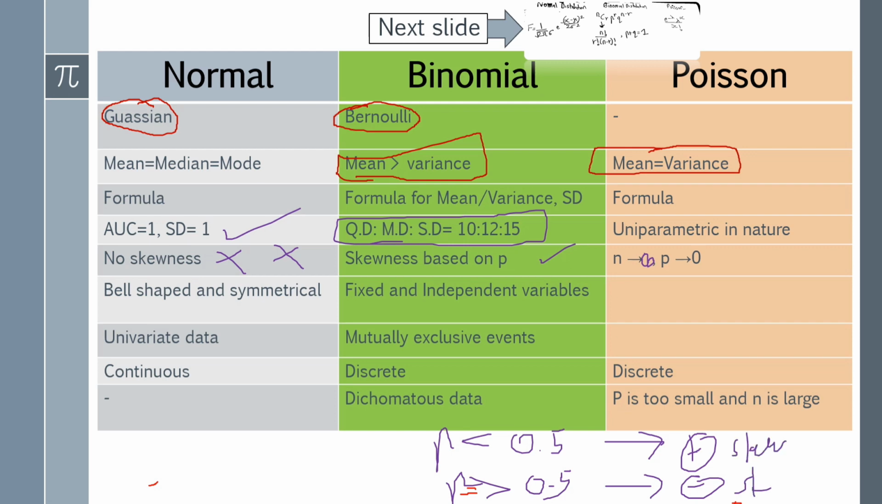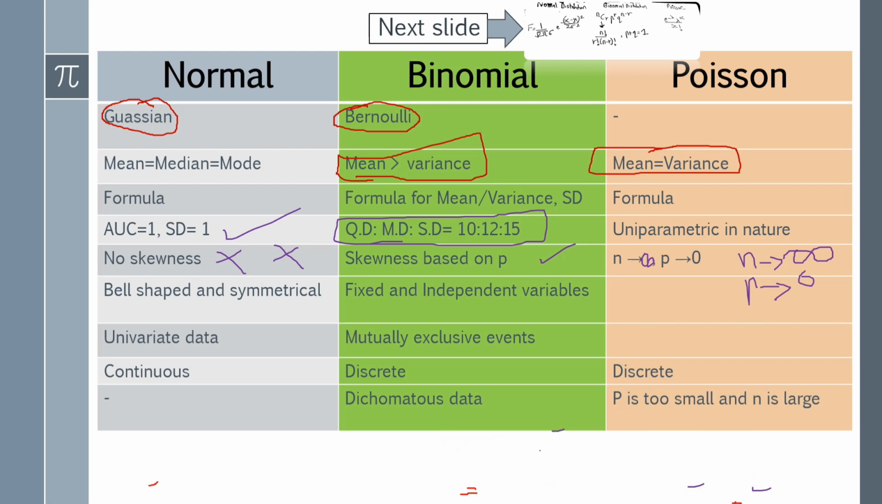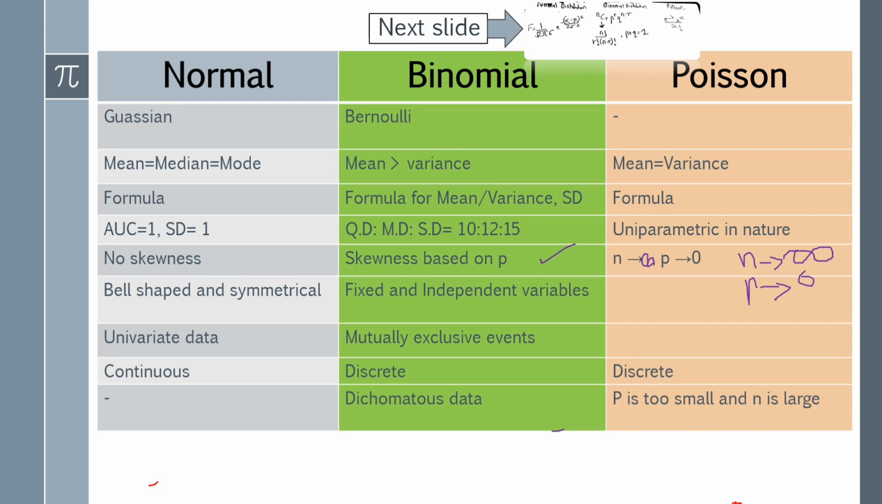And Poisson's distribution is only applicable if n is infinity and P tends to 0. So the probability of success tends to 0 and the number of trials is infinity. There are an infinite number of trials. Now the curve: in normal there is a symmetrical, bell-shaped curve, and in binomial the events are fixed and the variables are independent. The data used in normal is continuous, while in binomial and Poisson it is discrete.